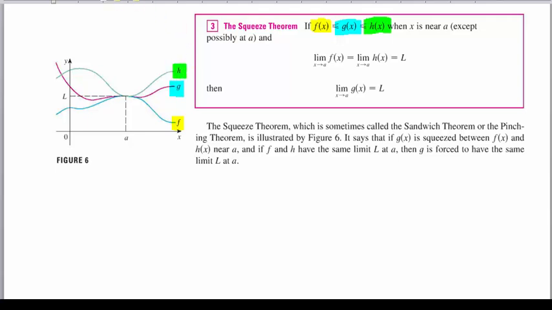So if you have this scenario, where you always have g of x squeezed or sandwiched between f and h, and if f and h have the same limit, like in this case, as x approaches a, both f and h are approaching L, then that means that g also has to approach L, because it's always between f and h. So if it's always between them, and f and h have the same limit, then g also has to have that limit. Alright?